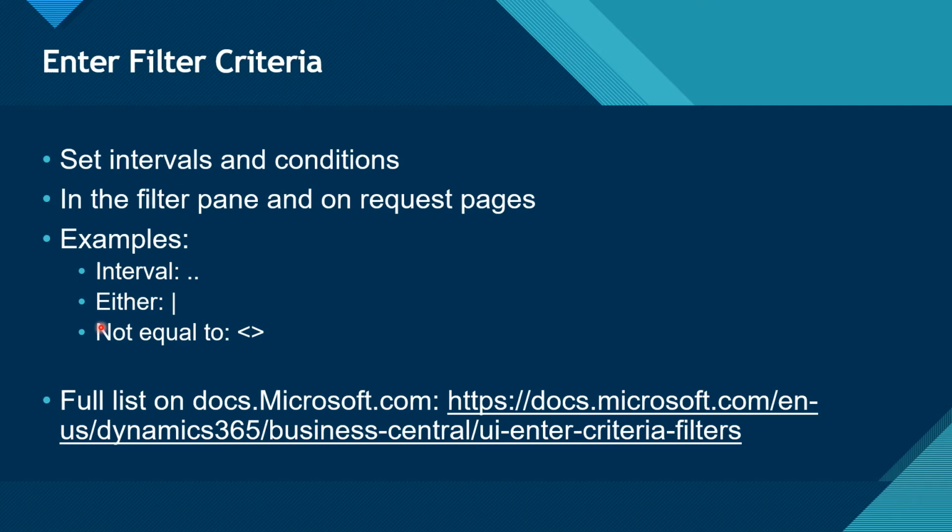Second, they can put the filter like either, and for either they can use this symbol. The third example is, if they have to select for not equal to, they can select less than greater than. The full list we are displaying in the documents from Microsoft.